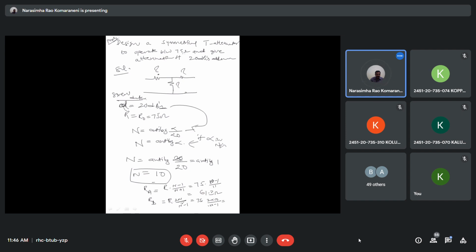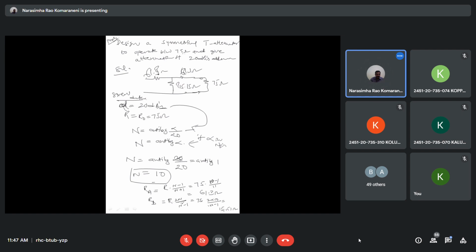How much did you get? 15.1515. 15.15. Okay, 15.151 ohms, right? So RA value is 61.3 ohms, and RB is 15.151 ohms, and the terminating impedance is 75 ohms, right?